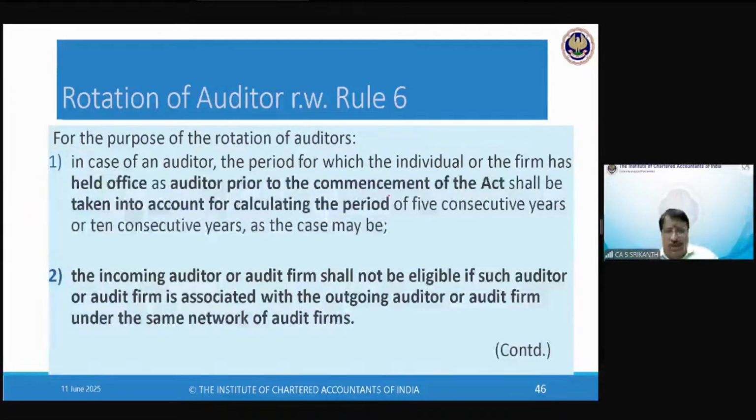Suppose 5 years, 10 years is getting over, then a firm A cannot give it to another firm in the same network. The outgoing auditor is networked with another audit firm. That audit firm, as incoming auditor, cannot be eligible if it is in the same network as the outgoing auditor. This is going beyond a single firm or firms with common partners. We are talking about the concept of network.